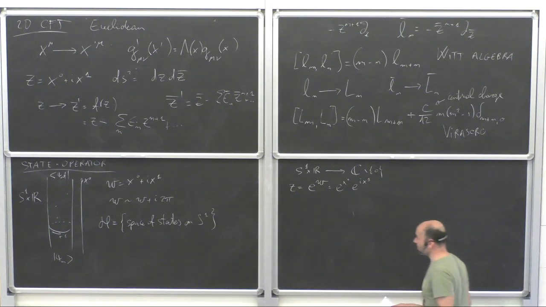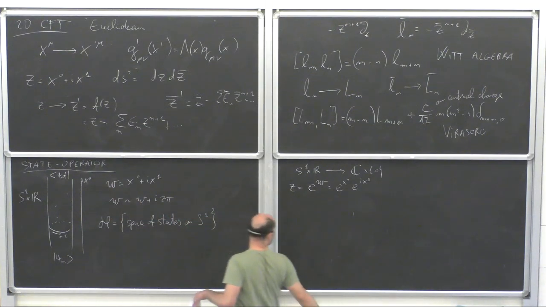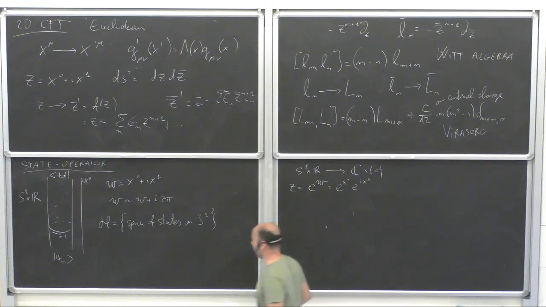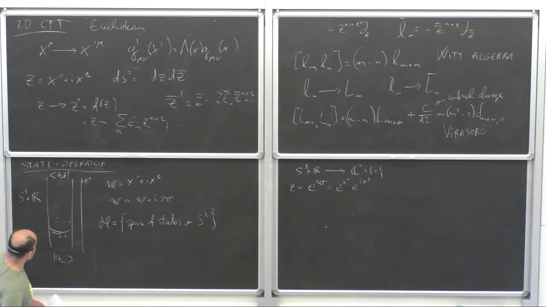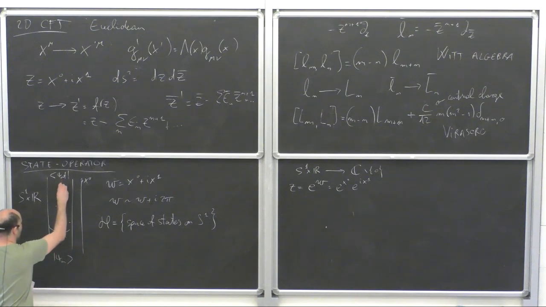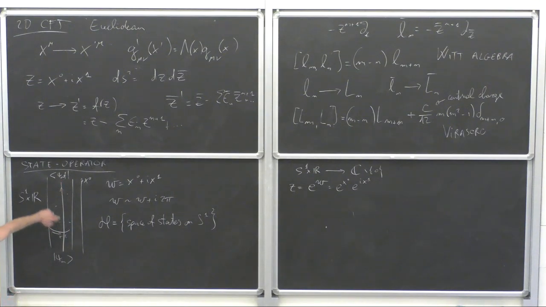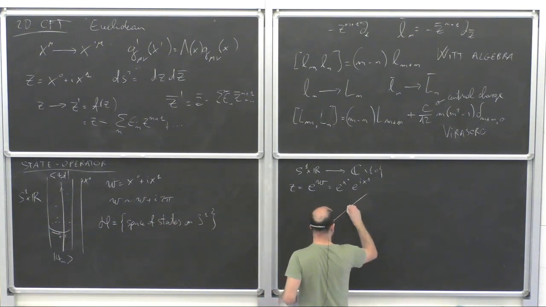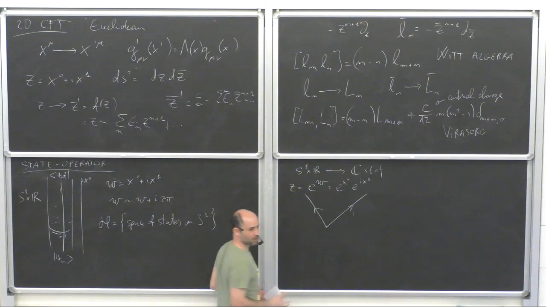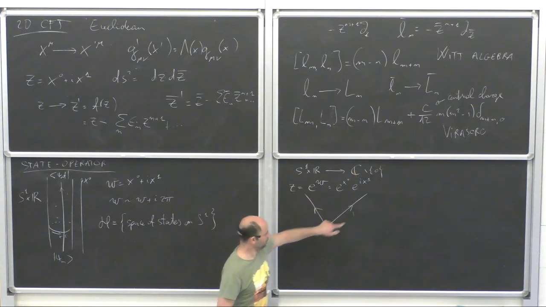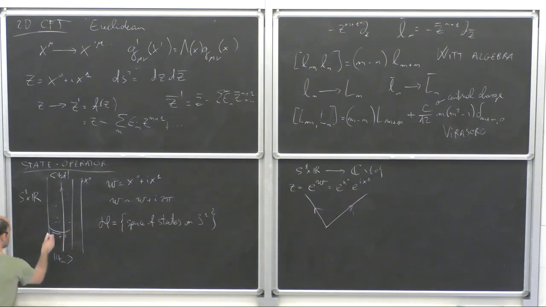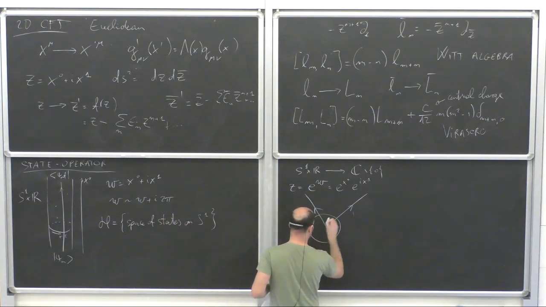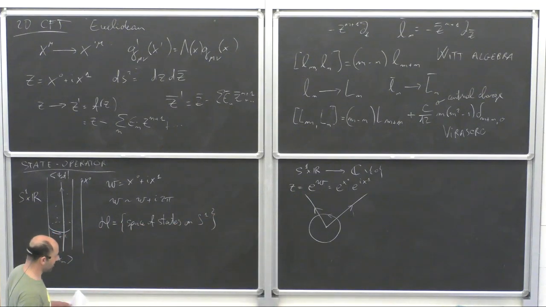Okay? So this maps this guy to the complex plane without the origin. So if this is the origin, what you see is that if you fix x1, this becomes a line getting out of the origin. So these are fixed space lines that travel in time. And then fixed time circles become circles around the origin. Okay. So this is a standard conformal transformation.